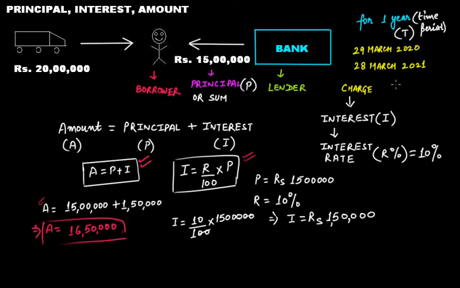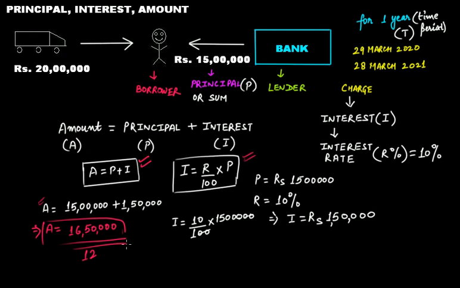So what the bank will do is take this amount, that is 16,50,000, and divide it by 12. When it divides it by 12, it fixes the monthly amount that you have to pay back to the bank every month. Let's say this starts in March and ends on 28th March. In between there will be 12 months, so in each month you have to pay this amount, that is 16,50,000 divided by 12.